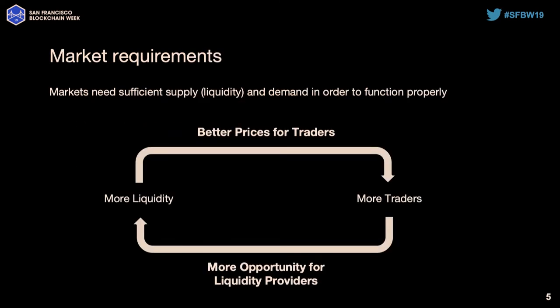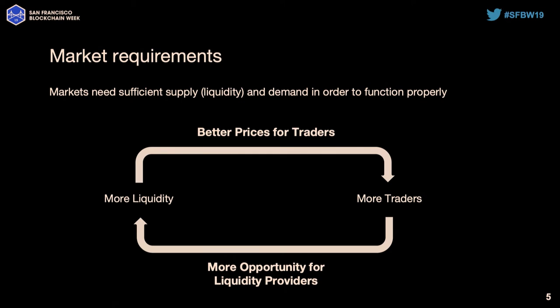So in this world where there are millions or billions of tokens, how do we actually create functional markets? What do they require? Markets require sufficient supply and demand in order to function. On the supply side, that essentially means that they need sufficient liquidity. And this is the problem we are primarily addressing today.